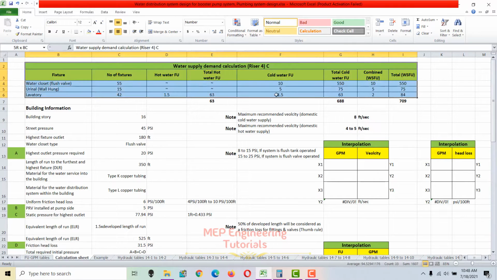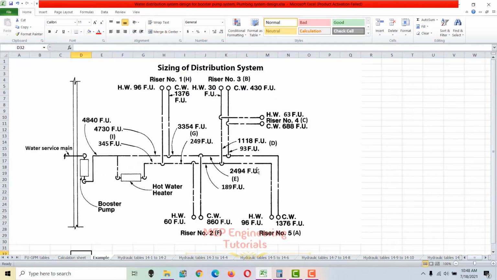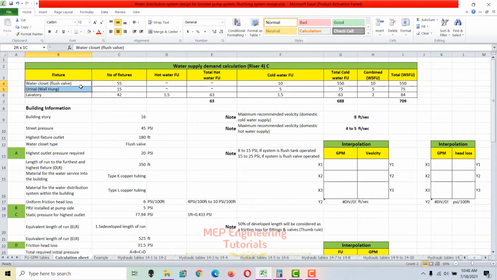Here I used only the water supply demand calculation for riser 4, which is represented by section C. In the same way, you have to calculate the water supply demand for other risers and other sections of the building. So this is riser 4, for which I am going to do the demand calculation right now. In riser 4, there are water closets of flush valve type, urinals, and lavatories.